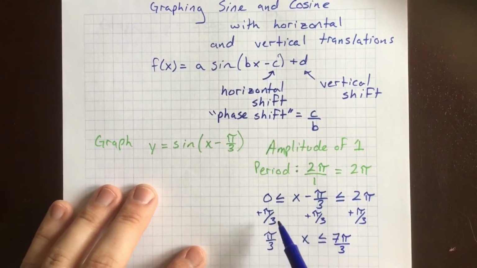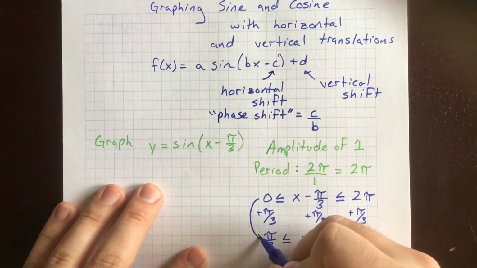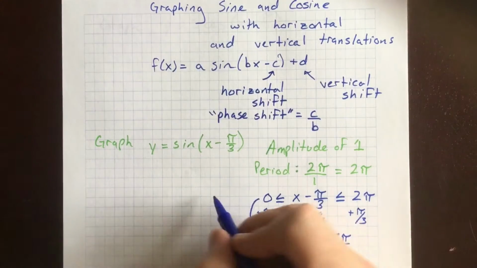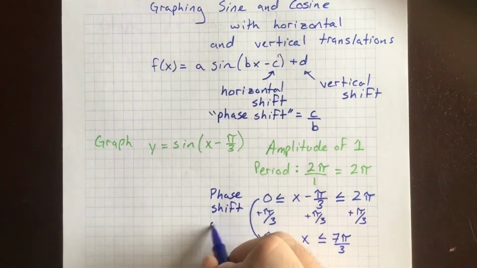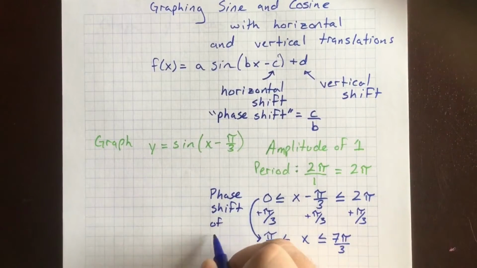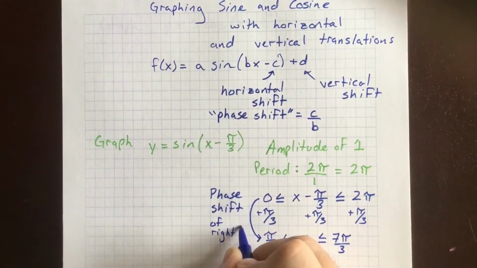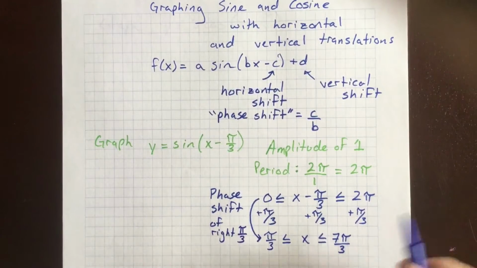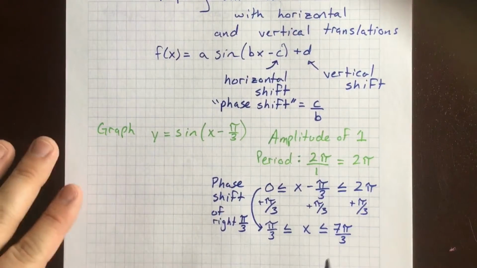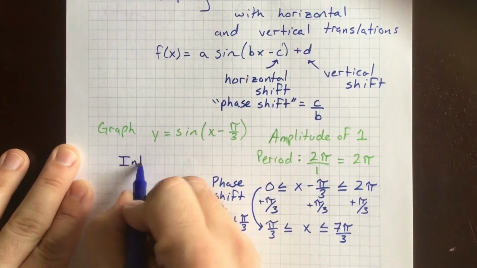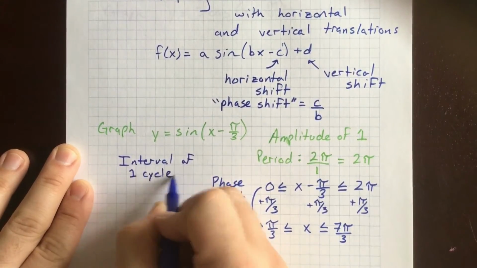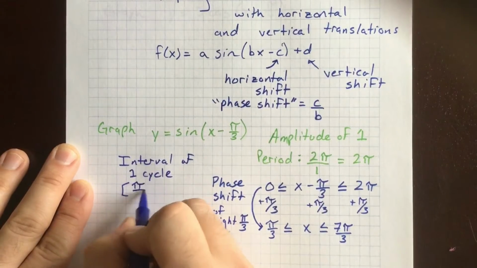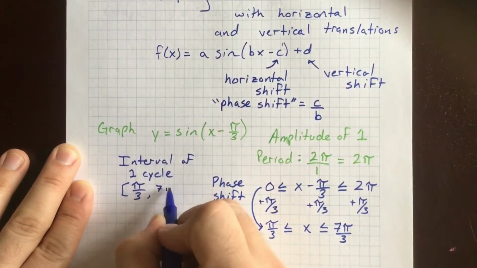So now, from doing this, we can see, going from 0 to pi over 3, that we have a phase shift of, we'll say, right pi over 3. So that's how we're seeing this, a phase shift of going right pi over 3. And our interval of one full cycle will be pi over 3, comma, 7 pi over 3.